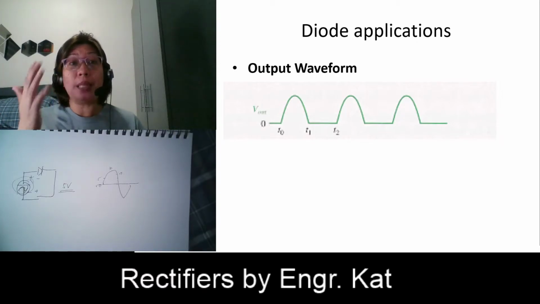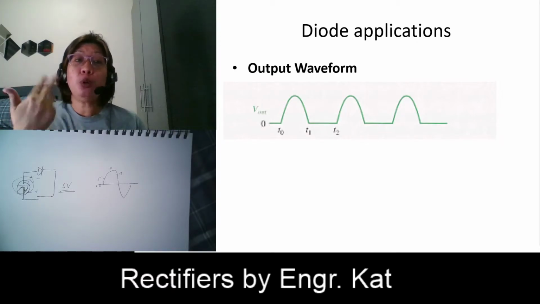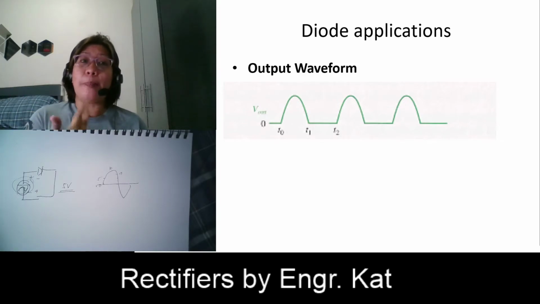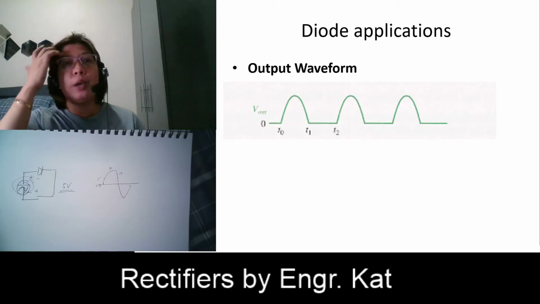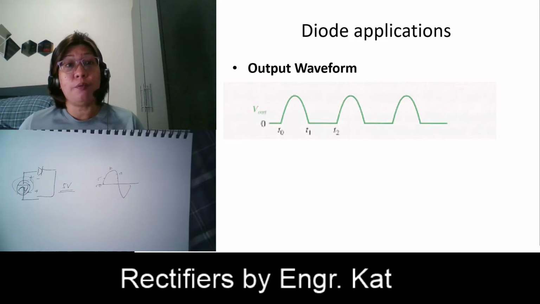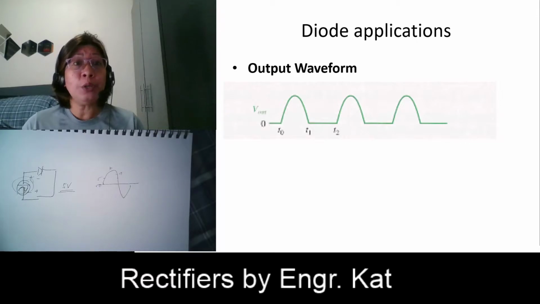It is just like a simple series circuit, but we place an AC source instead of DC. So you're going to analyze it two ways. One during the positive half, which will forward bias your diode, and the other one during the negative half, which will reverse bias your diode.